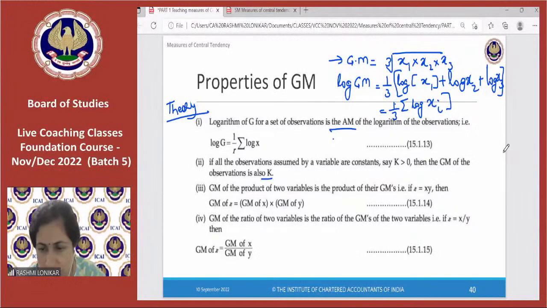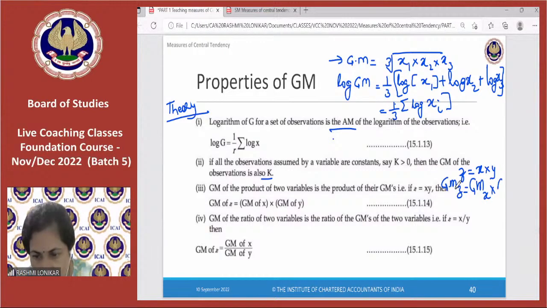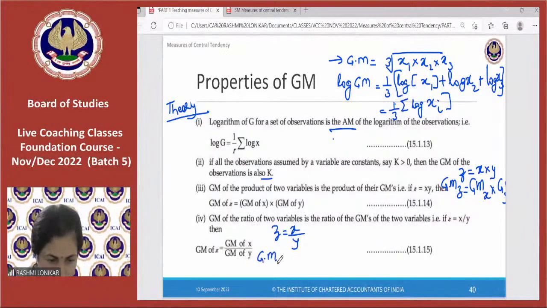Suppose z is equal to x into y. Then the geometric mean of z will be equal to the geometric mean of x into the geometric mean of y. Okay. It is the same thing for ratio also. So if z is equal to x upon y, then the geometric mean of z is equal to the geometric mean of x upon the geometric mean of y.